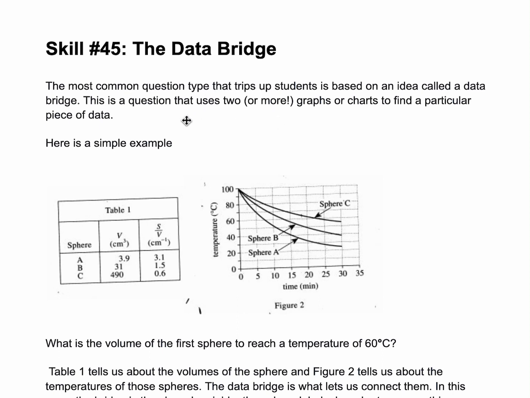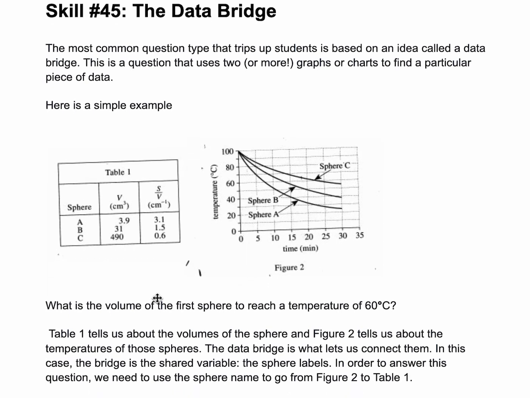These types of questions require you to use two or more graphs. I've only seen it once where you had to use a bridge between three graphs to find a particular piece of data. Here we have two charts: a table with spheres and volume and something else, and another graph with time going up and temperature, and as time increases, the spheres go down in temperature.